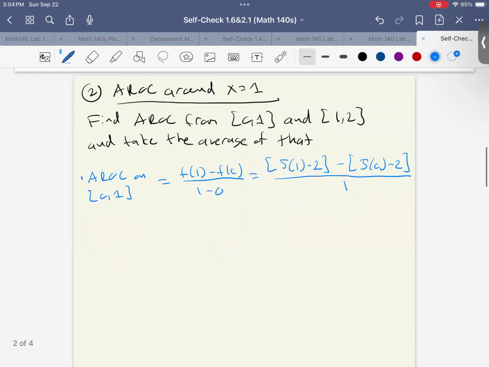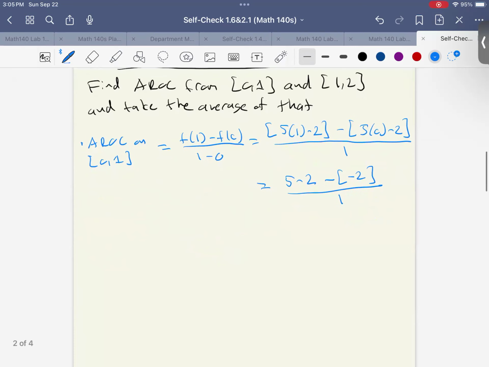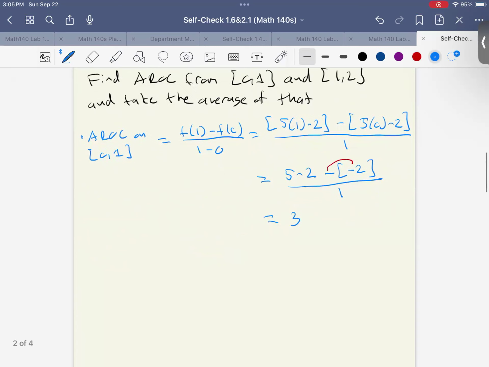And so this ends up being 5 minus 2 minus negative 2 all over 1. So this ends up being 3, and a negative times a negative is positive, so 3 plus 2 over 1, which is just 5 over 1, which is just 5. Okay, so that's the first average rate of change.